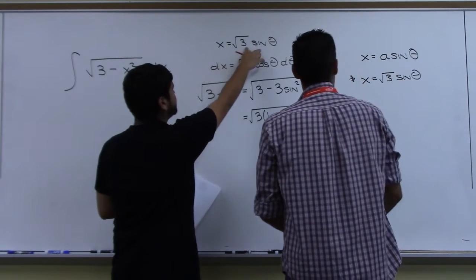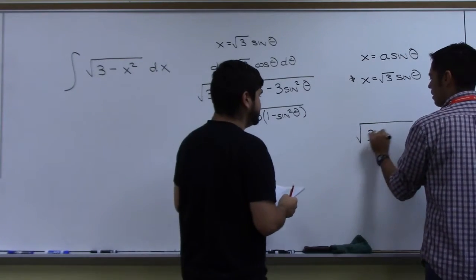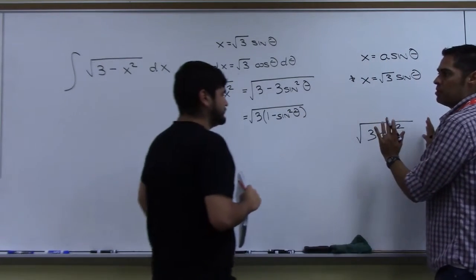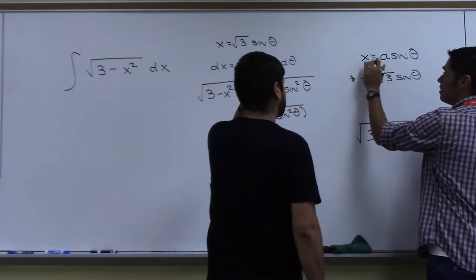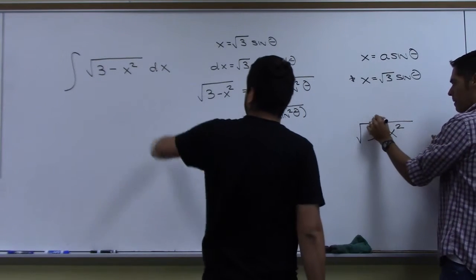No, no. Because you're replacing this with x, you get this 3 from this. This is because the problem told us to make this substitution: x equals root 3 sine theta. This is the thing that told us to do that. So we're manipulating this thing.